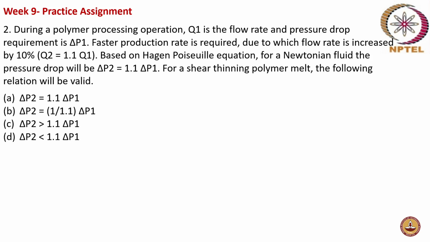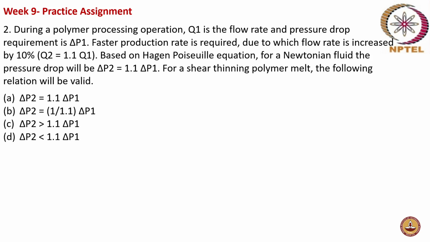So will it show a similar behavior as that of the Newtonian fluid, where the new pressure drop will be 1.1 times of the old pressure drop, or will it be less than that, or greater than that, or some ratio of that? That is what they are asking. Here the shear thinning polymer is not like a Newtonian fluid. Yes, now we have got the logic right.